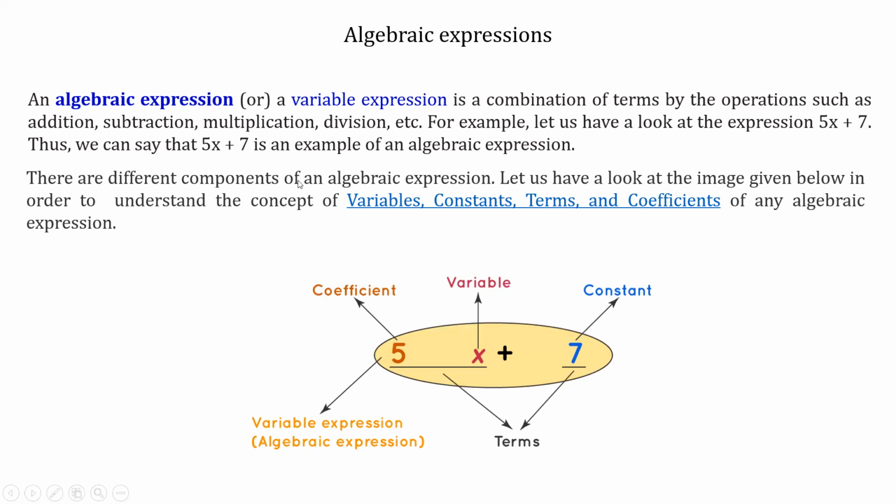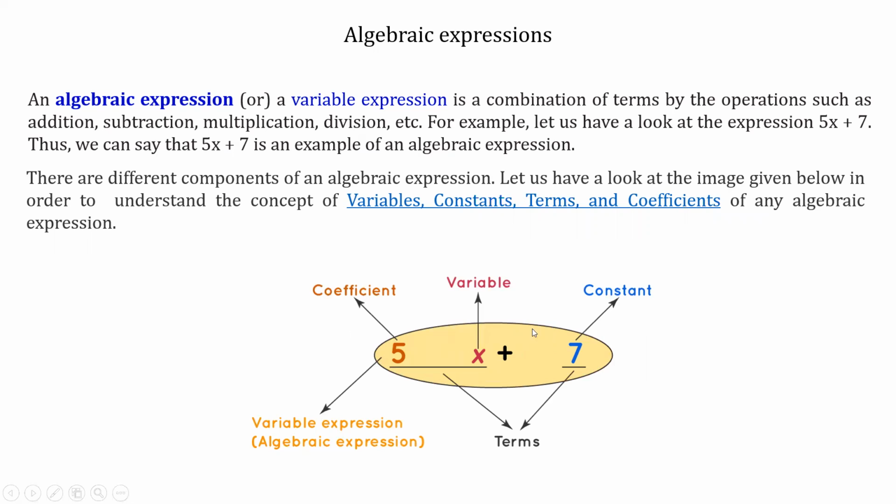So there are different components of an algebraic expression. Let us have a look at the image given below in order to understand the concept of variables, constants, terms, and coefficients of any algebraic expression. In other words, any algebraic expression consists of these different components: variables, constants, terms, and coefficients.